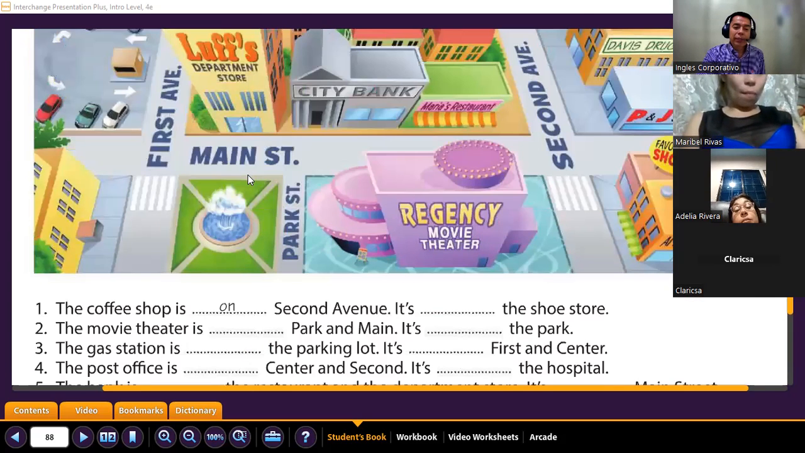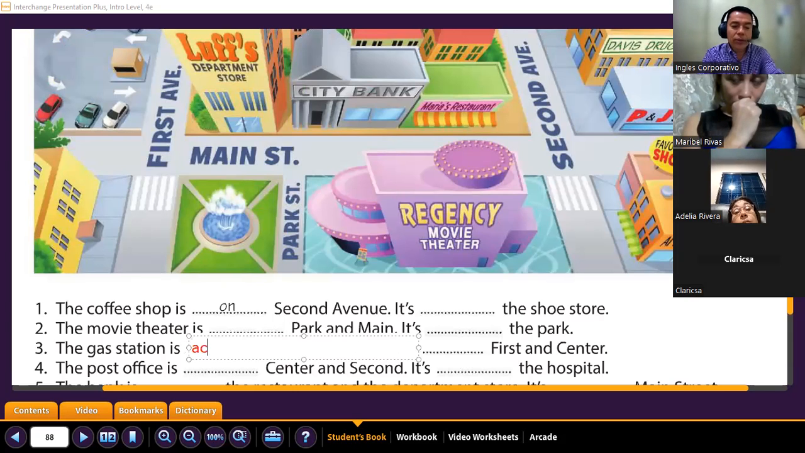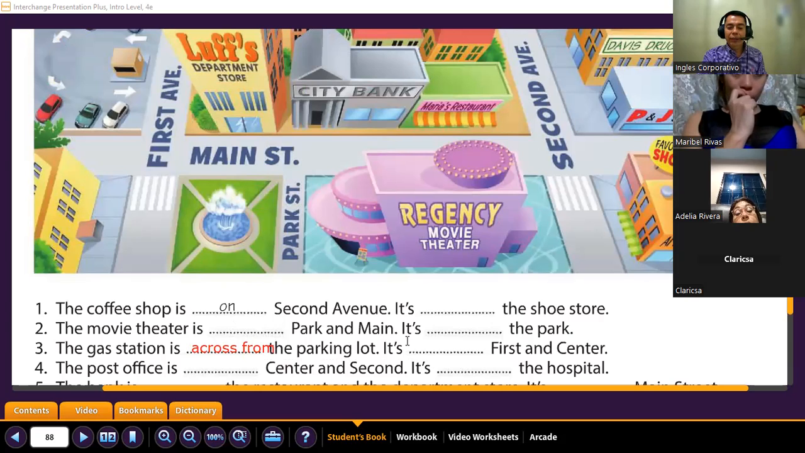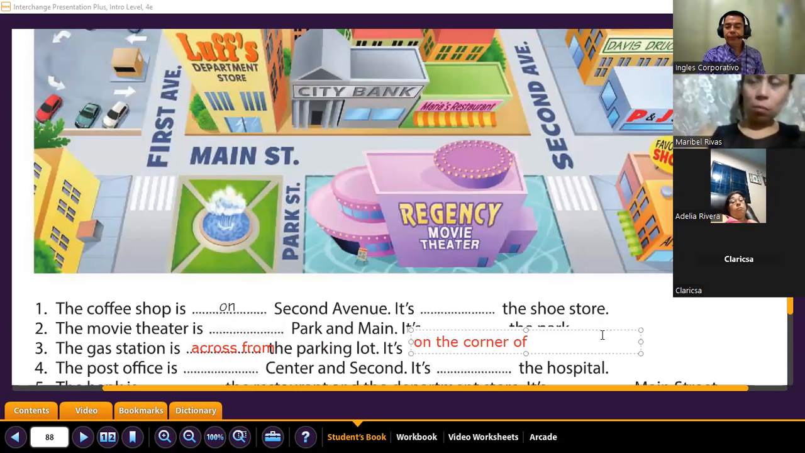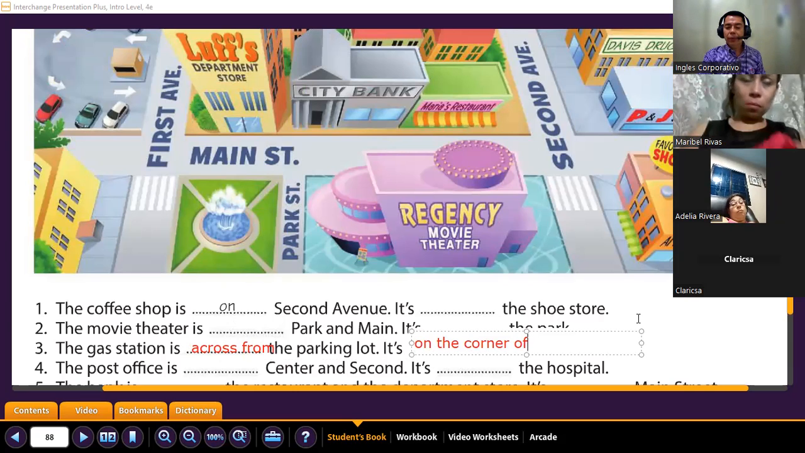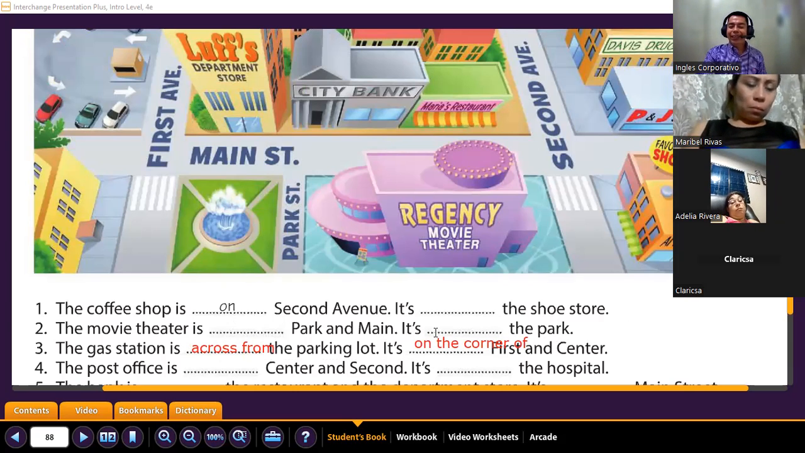Ahora lo vamos a copiar. The gas station is across from the parking lot, on the corner of. Ay, es que casi no. Qué es lo malo de escribirlo, porque los espacios que me han dejado son muy pequeños. Bueno, voy a hacer una cosa. Vamos a agrandarlo lo más que pueda.